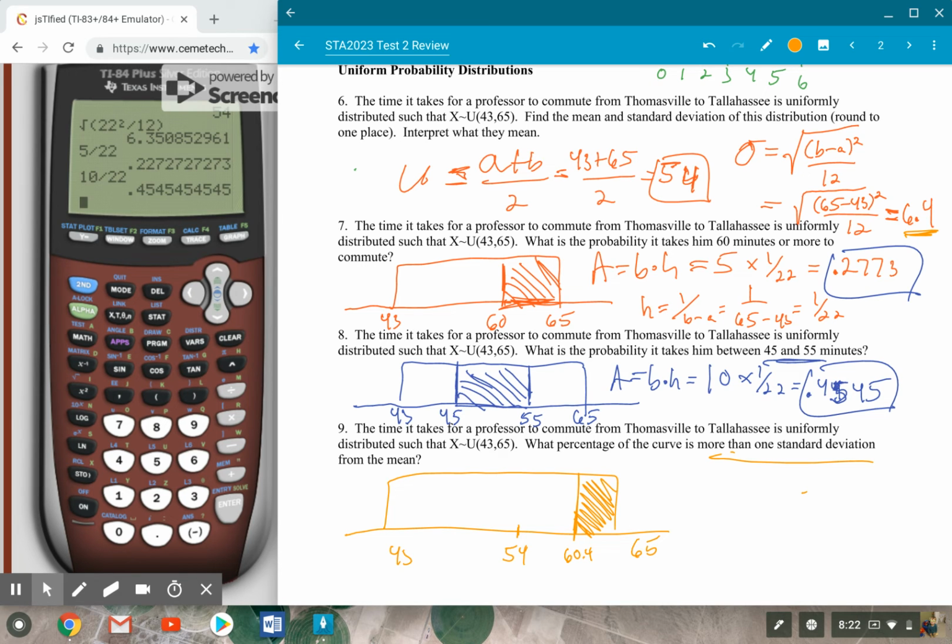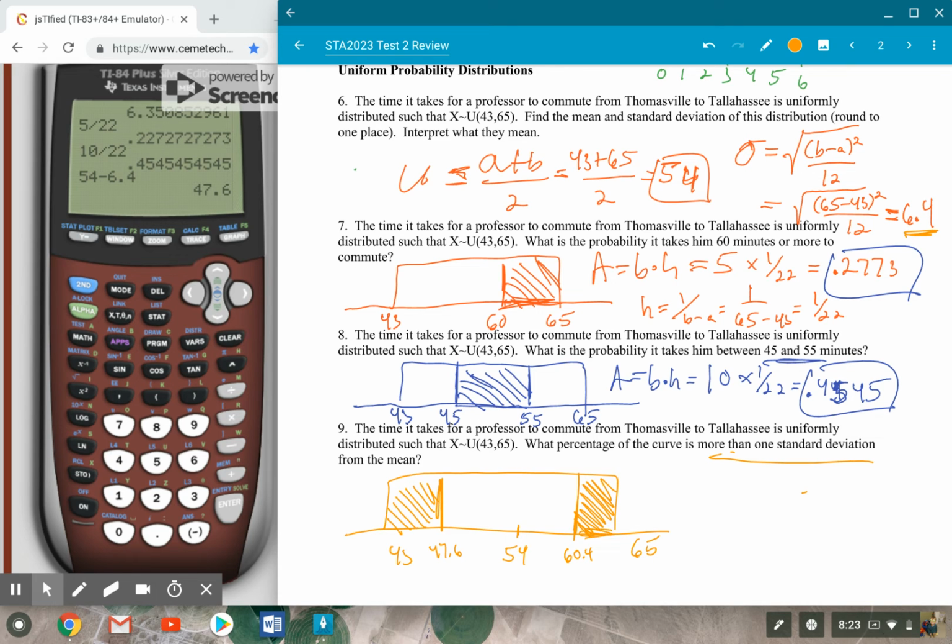But it just says more than 1 standard deviation from the mean. It doesn't say more than 1 standard deviation above the mean. It just says from the mean. So it could be above the mean or it could be below the mean. So I could take 54 down 6.4. Looking at 47.6 here in this section. And so now I've got 2 rectangles to find the area of and combine.